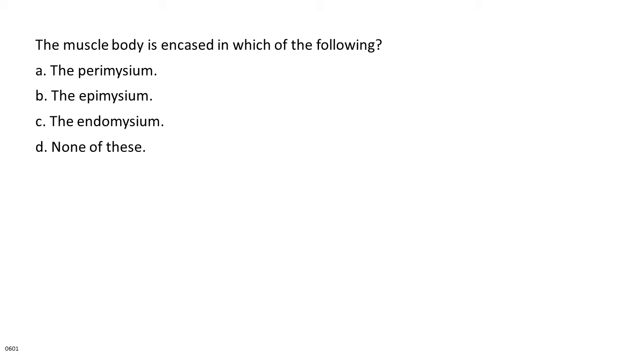The muscle body is encased in which of the following? A. The perimesum. B. The epimesum. C. The endomesum. D. None of these.